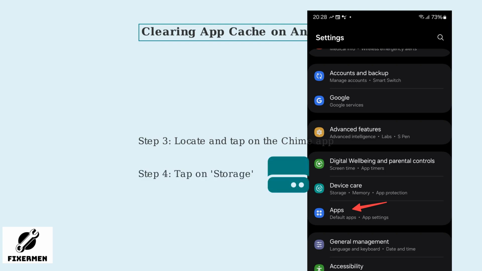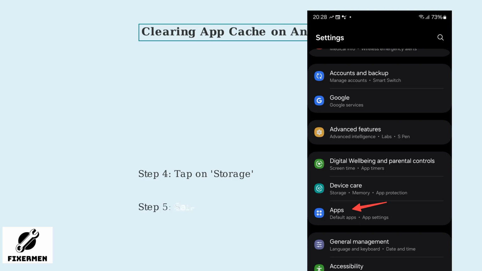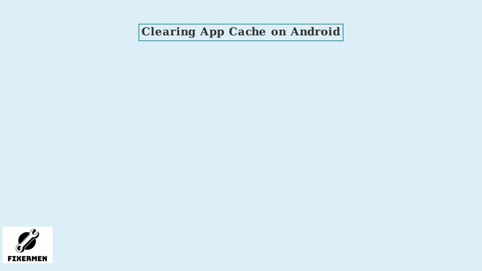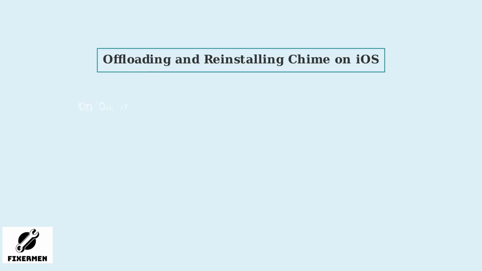In the app details, tap on Storage to view storage-related options for the Chime app. Finally, select Clear Cache to remove temporary files. This process can help resolve authentication issues by clearing corrupted data that may be causing conflicts. After clearing the cache, try logging back into Chime. If issues persist, consider reinstalling the app or contacting support. On iOS devices, you can offload the Chime app to remove it while preserving your data and settings.